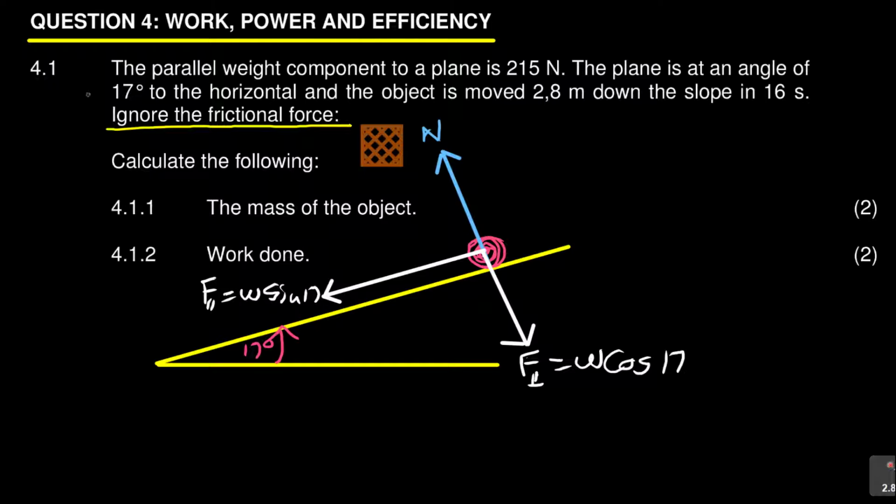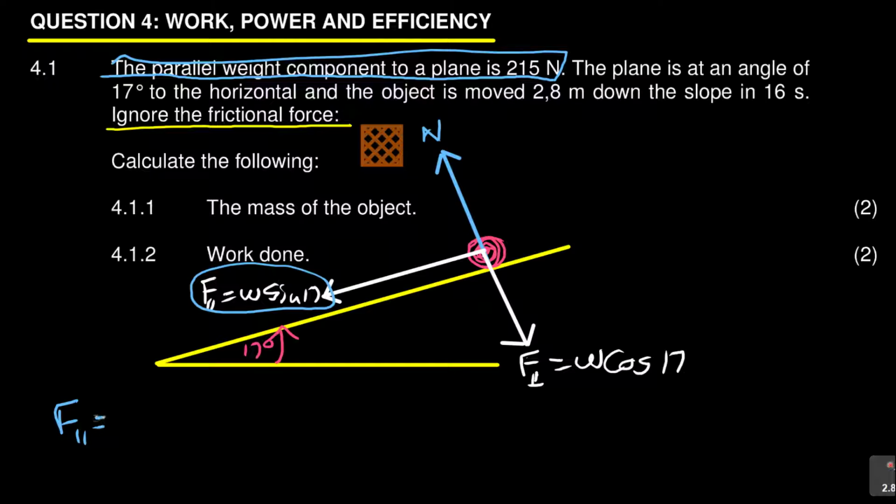Are you getting that? Now the question goes and says the parallel weight component to the plane is that. Meaning, this parallel weight component is that. So already there is a statement there. What is the parallel weight component? Which is F parallel, which is equal to 215. That's what they're saying. Now 4.1.1, calculate the following: the mass of the object.